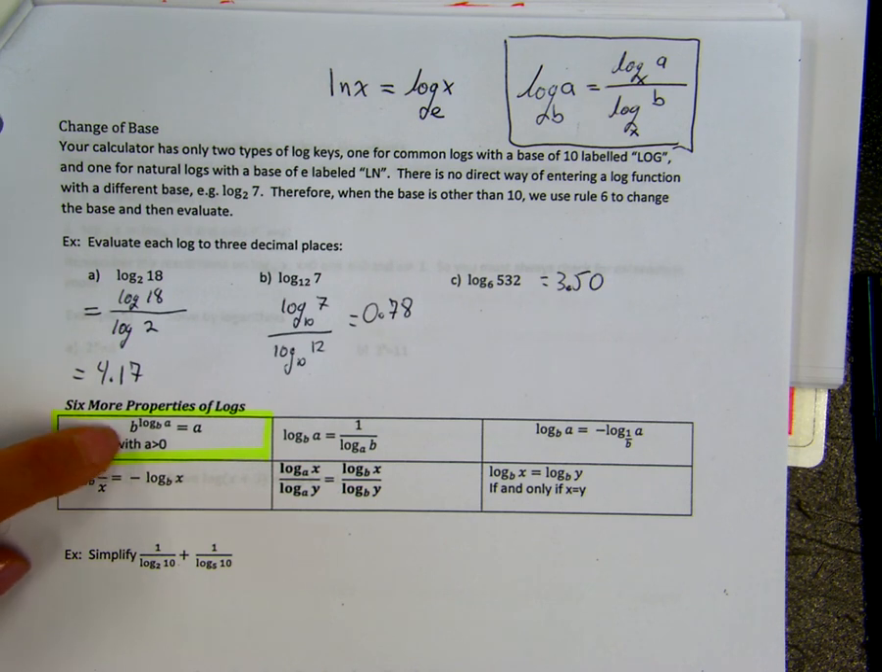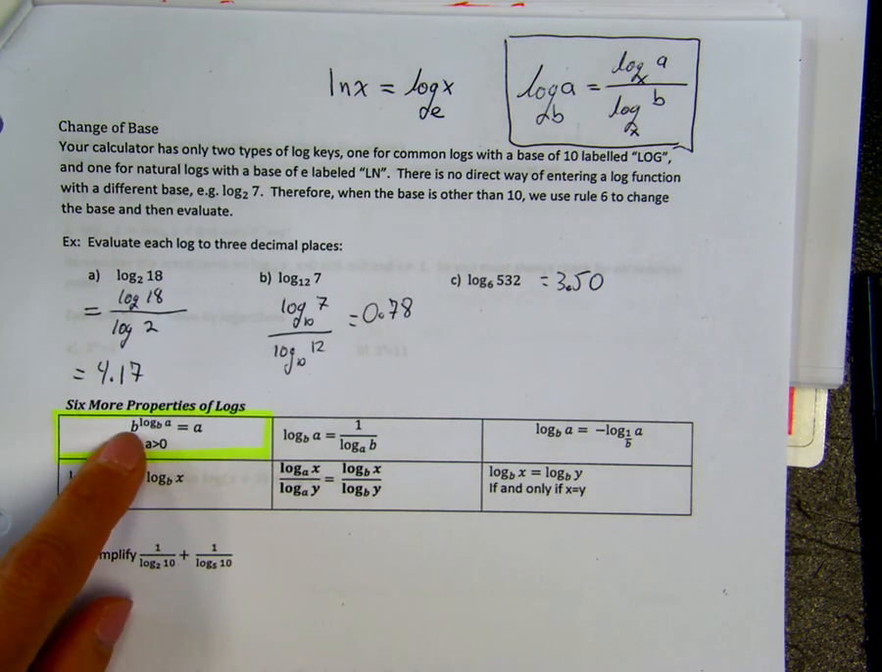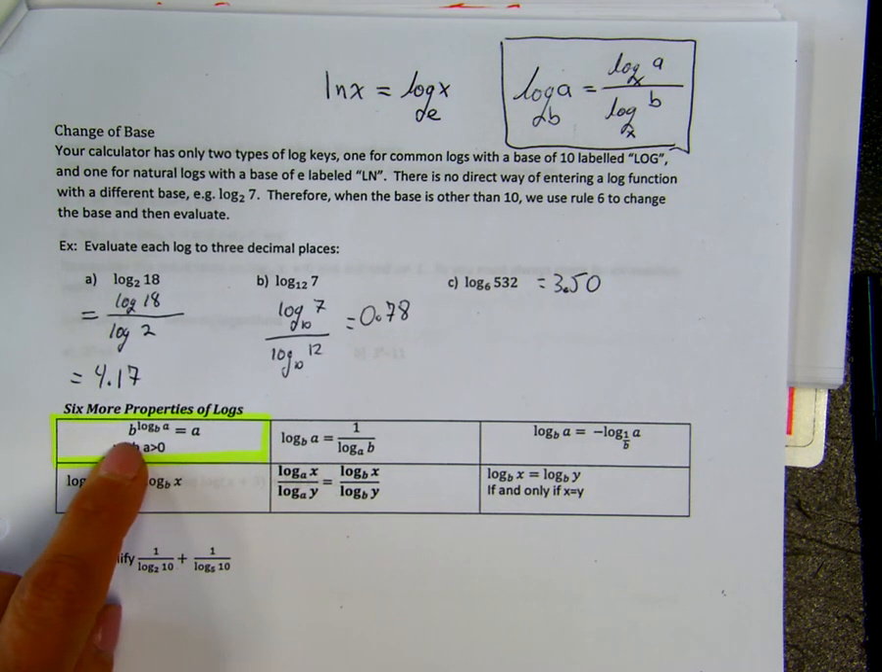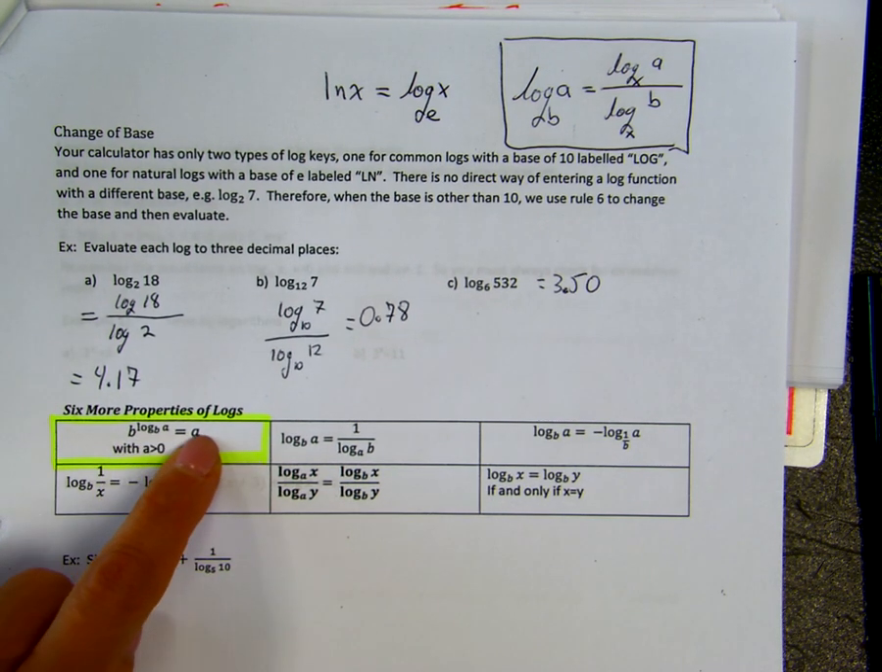So this is saying if I take b and I raise it to an exponent, what's the exponent? Log to the base b. Well, a log question and an exponential question are inverses of each other. So if I take b and raise it to the power of log to the base b of a, I get a.